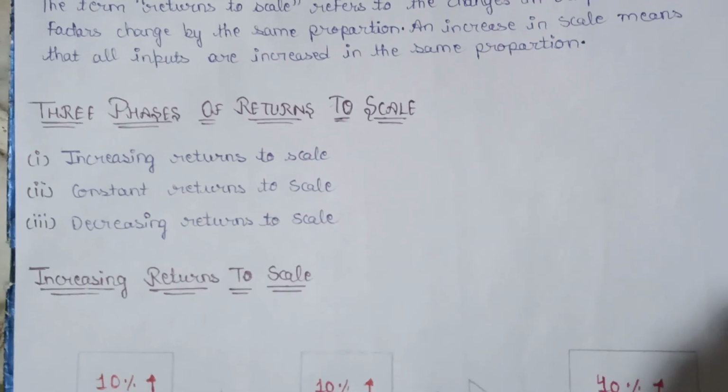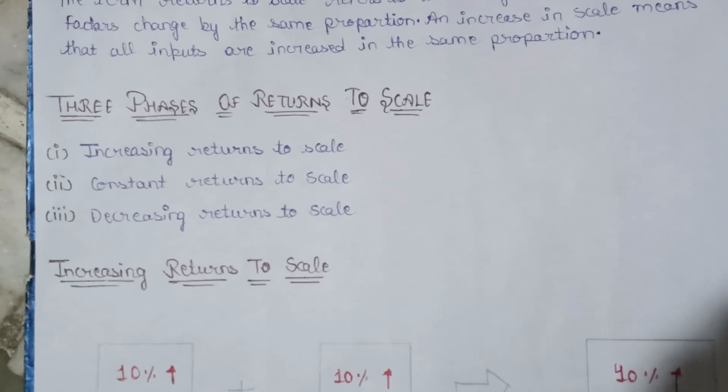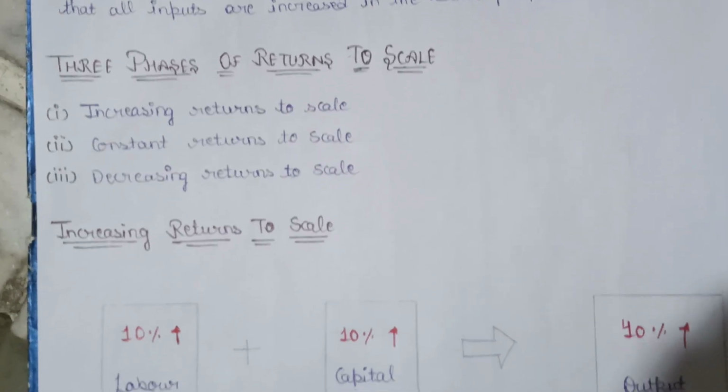First, increasing returns to scale. Second, constant returns to scale. Third, decreasing returns to scale. Let's discuss them one by one.